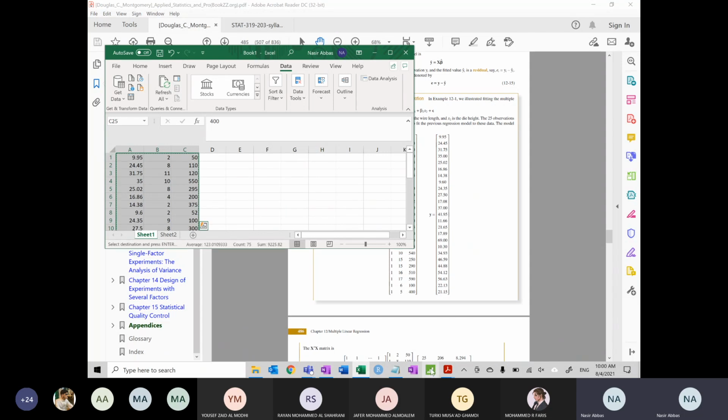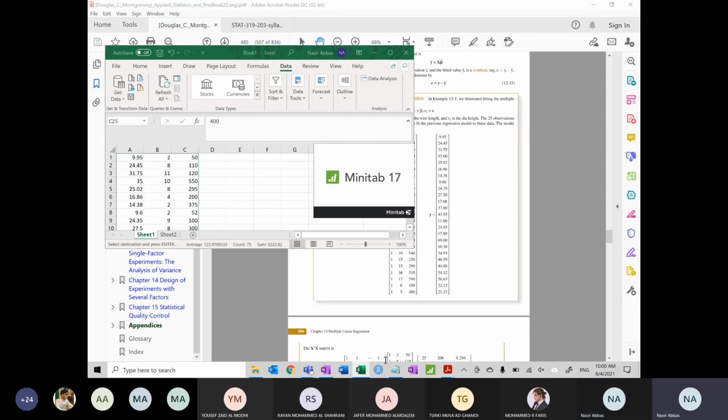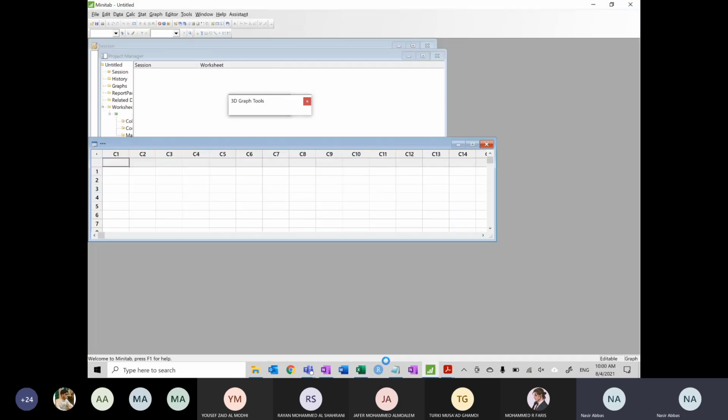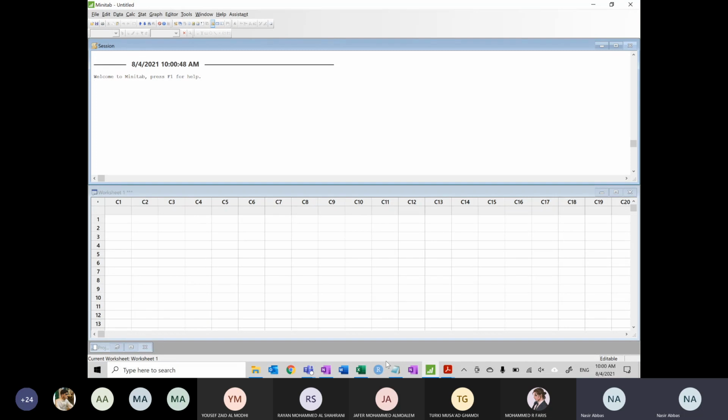I'll copy this one and paste it in Minitab. And from there, I will copy the output and explain everything with reference to that output. In this example, y is the strength of the wire bond. X1 is the length of the wire bond. X2 is the height of the die. So height of the die and length of the wire are affecting the strength of the wire.